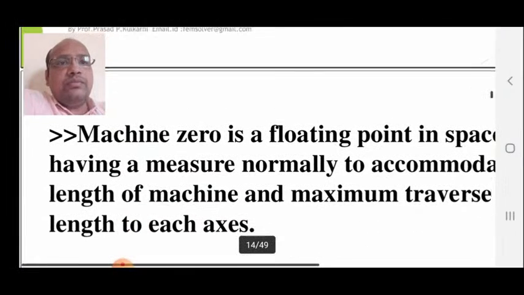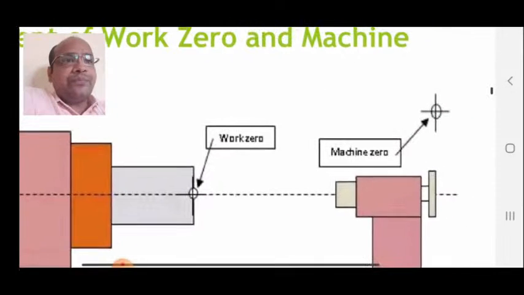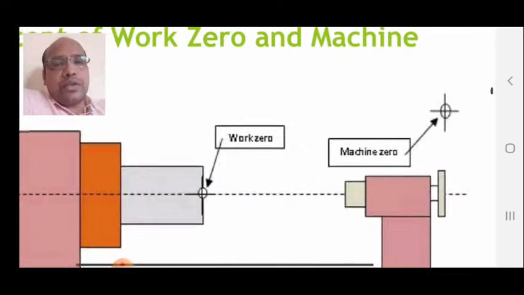Now you see here, machine 0 is a floating point in space having a measure normally to accommodate the length of the machine and the maximum traverse length of each axis. So machine 0 is not a fixed point. You can see this diagram. It is shown at a location here, but it may be at another location in a machine. So it is not a fixed point.